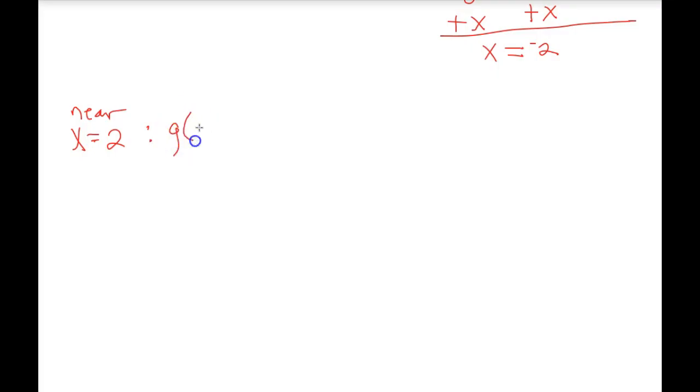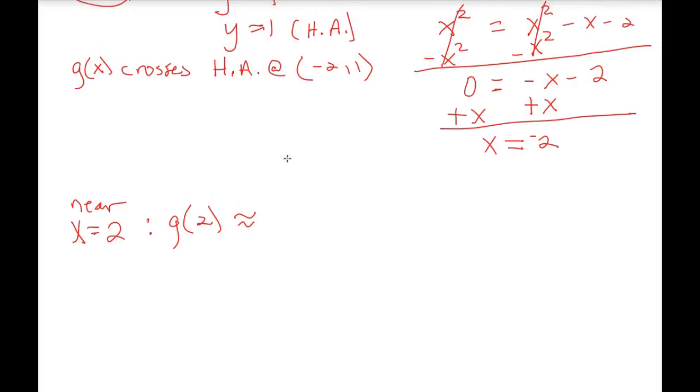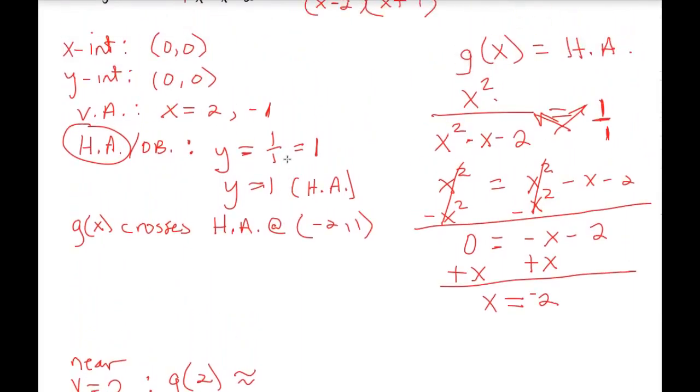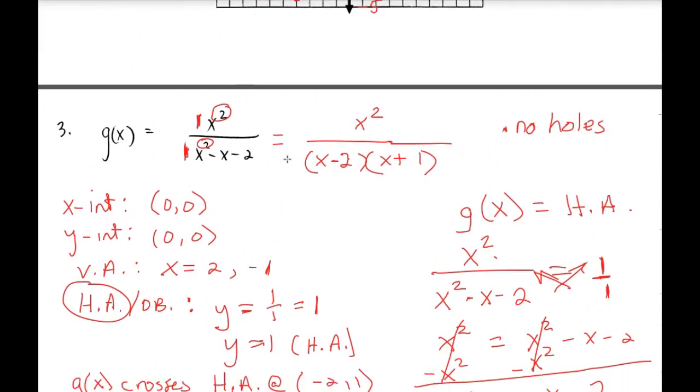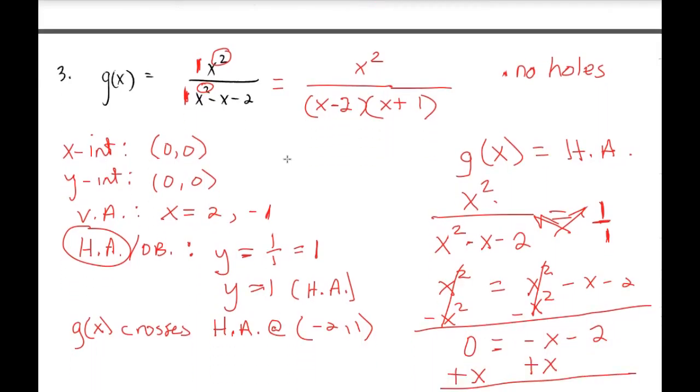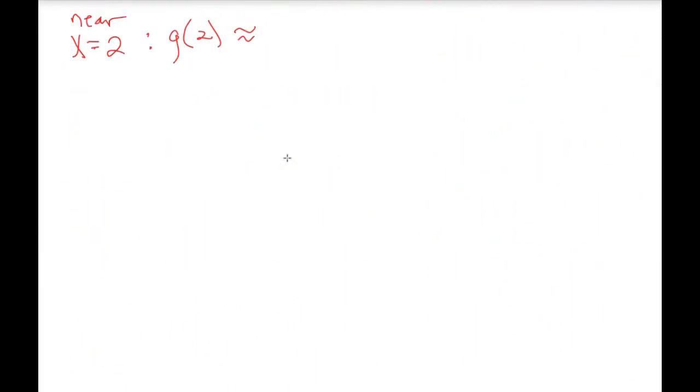We know that g of 2 is going to be approximately equal to, and so now what we're going to do is just plug in 2 everywhere except for the factor that makes the denominator 0. And so in this sense here, let's go back up just to make sure that we have the right function here. Okay, so we got x minus 2 and x plus 1 in the denominator. So we'll make sure that we have that.